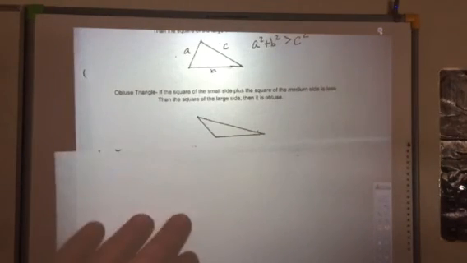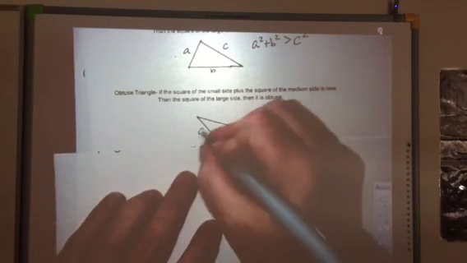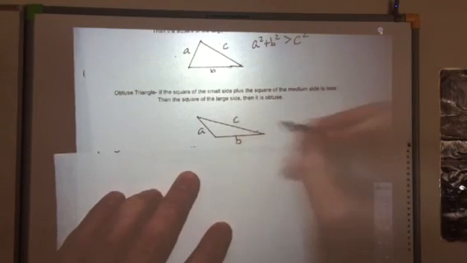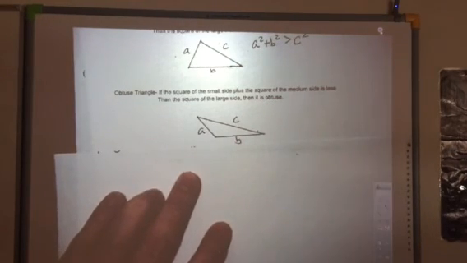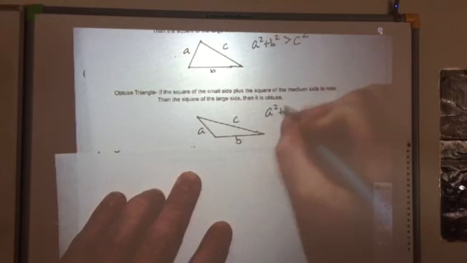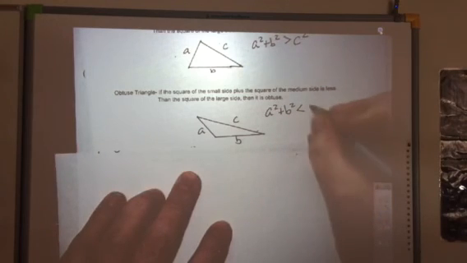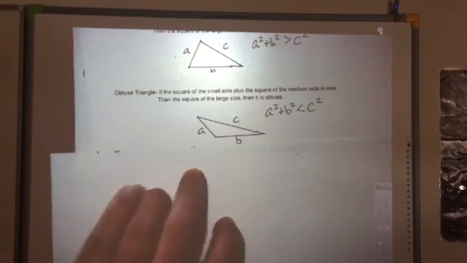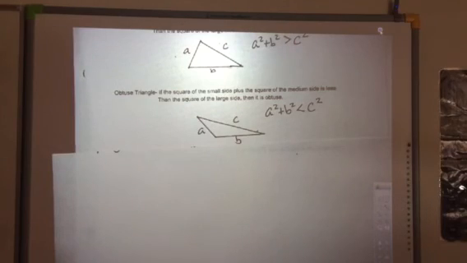Obtuse triangle. So again, we're going to go A, B, C. It says if the square of the small side plus the square of the medium side is less than the square of the large side, it's obtuse. So if A squared plus B squared is less than C squared, then it is obtuse.